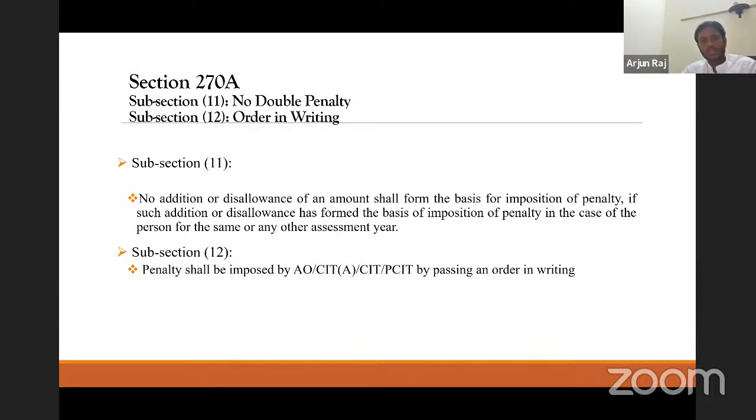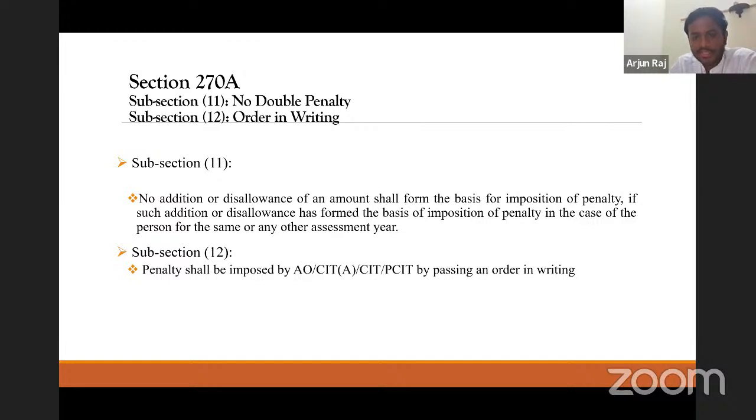The last two subsections in 270A are subsection 11 and subsection 12. Subsection 11 talks about a scenario, to avoid a double penalty. Basically, an addition or disallowance which has already formed part of an imposition of penalty shall not be again levied for the same person or for any other assessment year, to avoid the double levy of the same penalty on the same addition or disallowance. And last, subsection 12 talks about the persons who can pass this order.